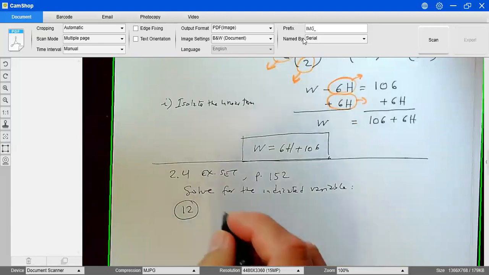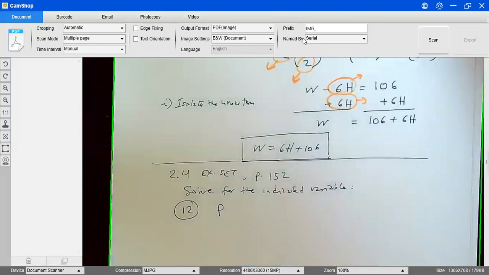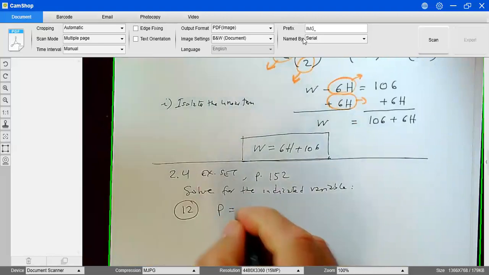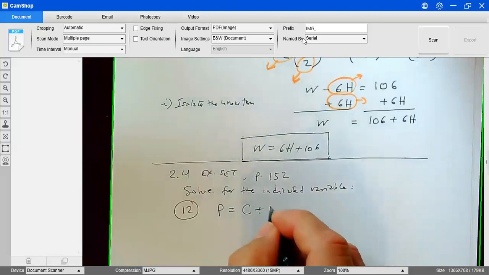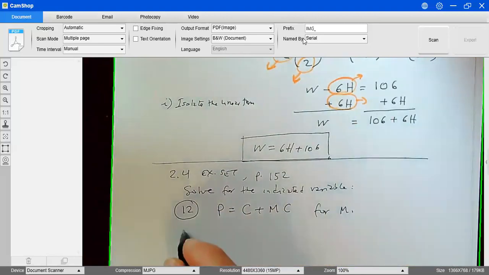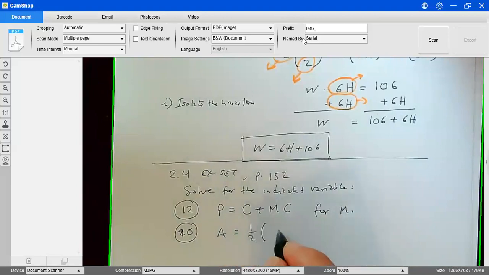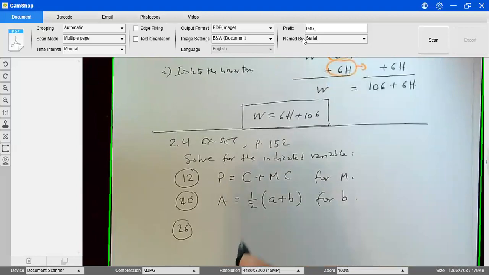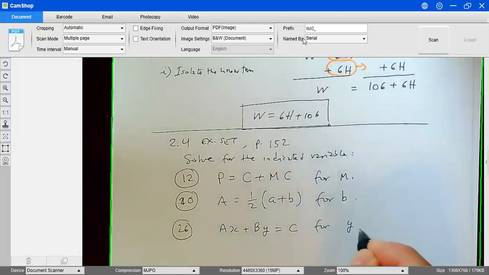You have the formula P equals C plus MC, and you're going to solve for M as your variable. Then you have problem 20. The formula is A equals 1/2 (A plus B), and you're going to solve for B. In problem 26, you have AX plus BY equals C, and you're going to solve for Y.